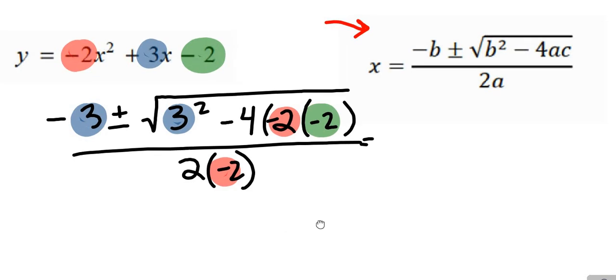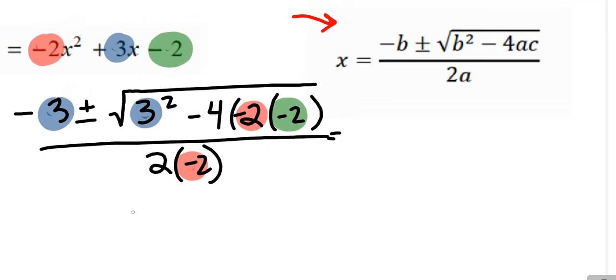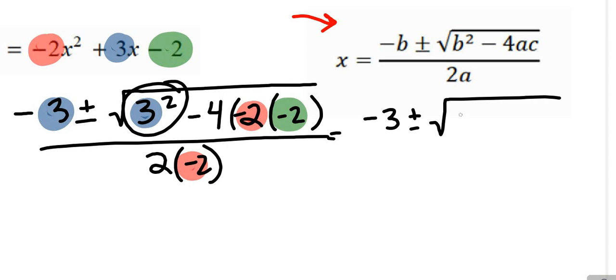Okay, now we're going to do the math. That's negative 3 plus or minus the square root of 9. Now watch your signs here. This gets tricky. A negative times a negative is positive. Times another negative is going to swap it back to negative. 4 times 2 is 8. Times 2 again is 16.